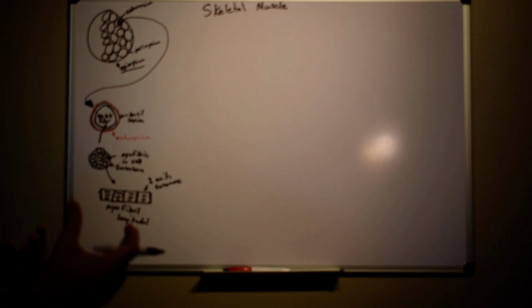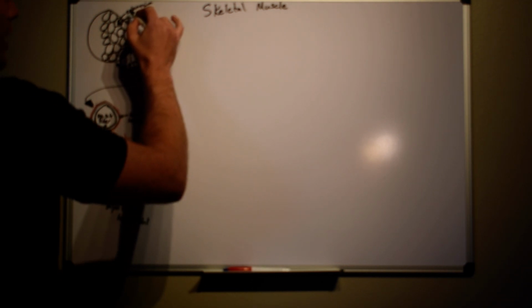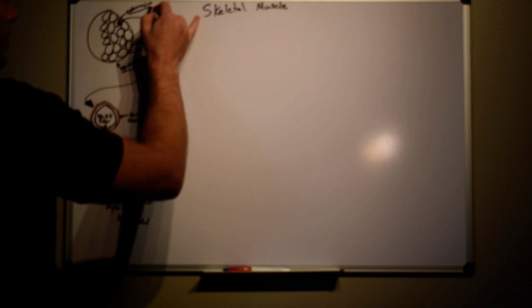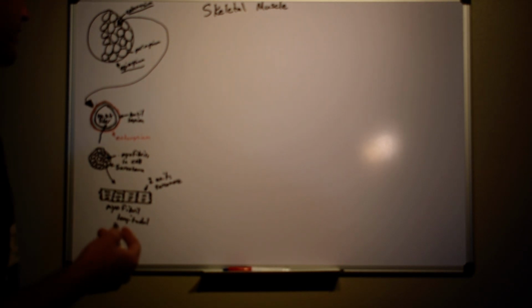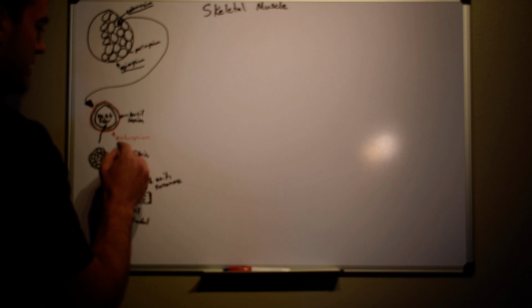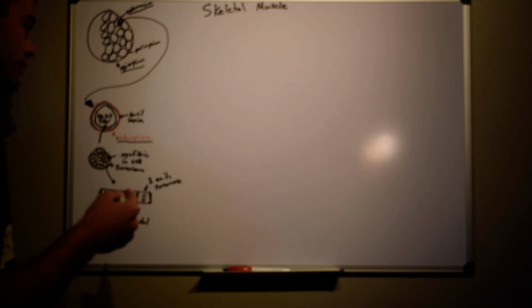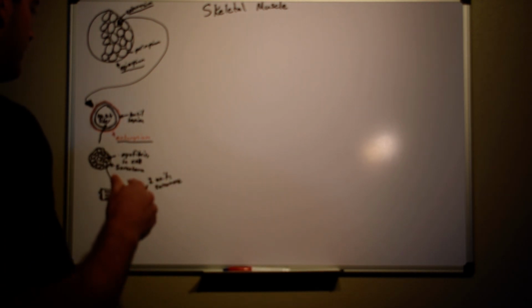cells. So myofibril is another word for a muscle cell. And if we went deeper and zoomed in, we'd see that it has a covering around each of those myofibrils. And those coverings are called the endomysium. So the endomysium surrounds an individual myofibril or muscle cell.